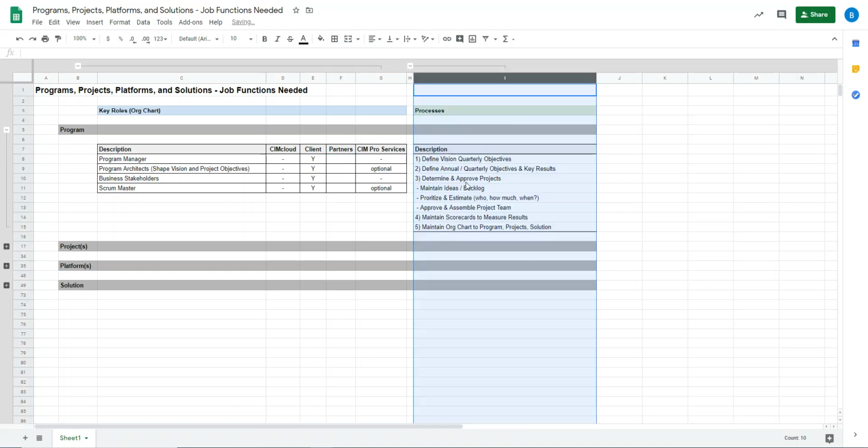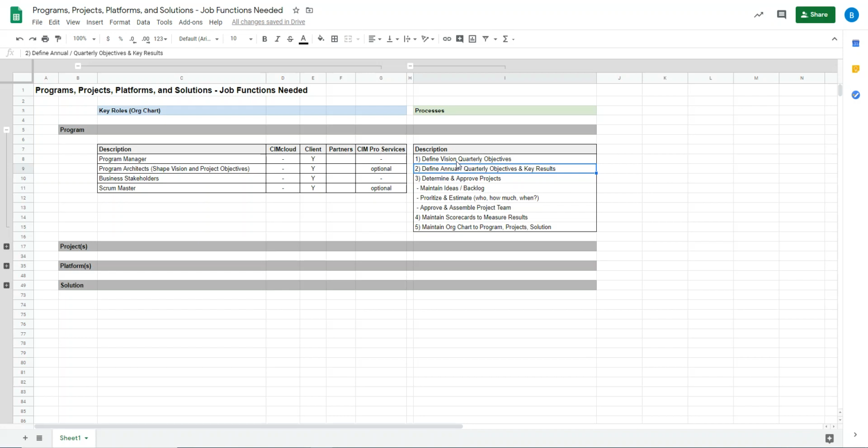And then if you look at the processes associated with a program, there's defining the vision, defining the annual and quarterly objectives, that's a typo there, and the key results associated with those objectives. Determining and approving projects, so they're maintaining some list of ideas or backlogs or issues or potential things that might help get more capabilities or more adoption, like saying, hey, returns are a big pain. I need to get returns in our e-commerce platform so customers can self-service and do it. And I need a way that reps can help them process the return or approve items before they go in as an RMA into our ERP system. Just a simple example of an idea that might be in the backlog in a potential project.